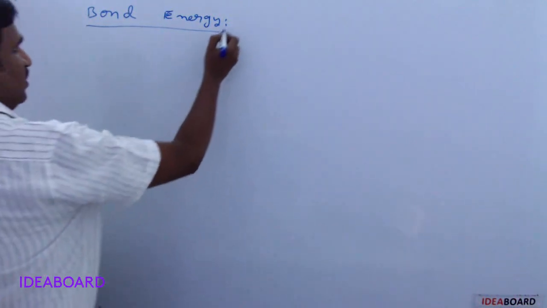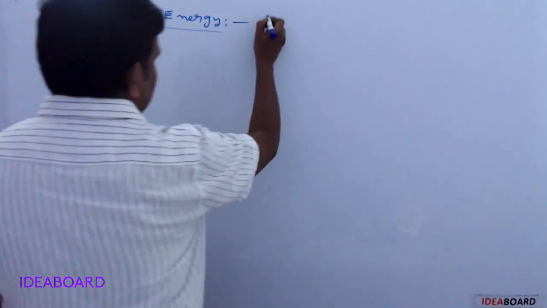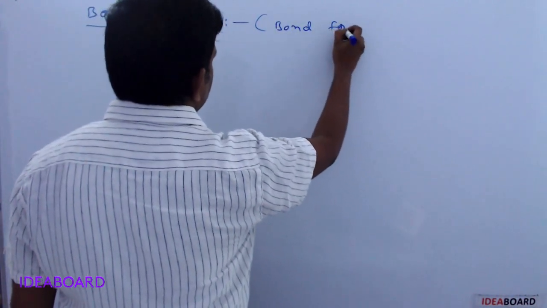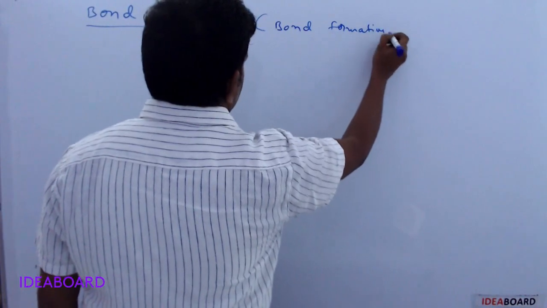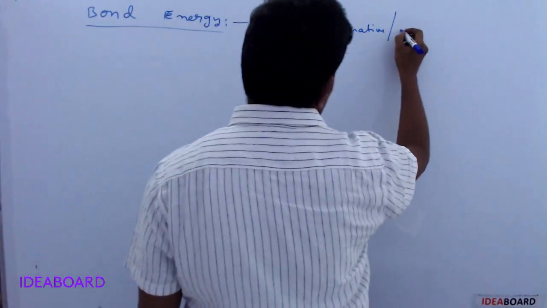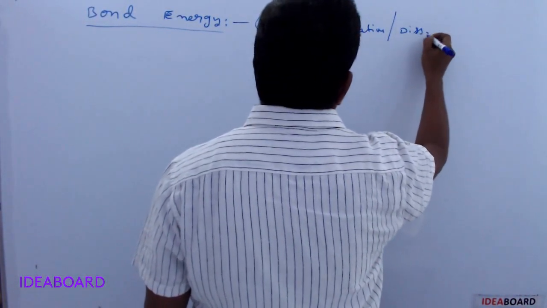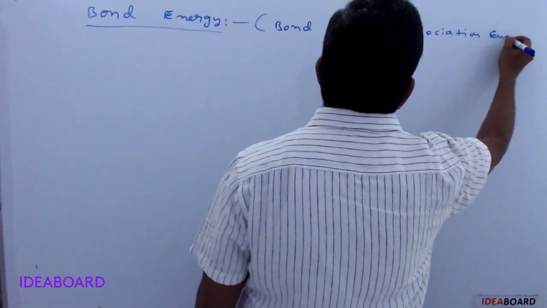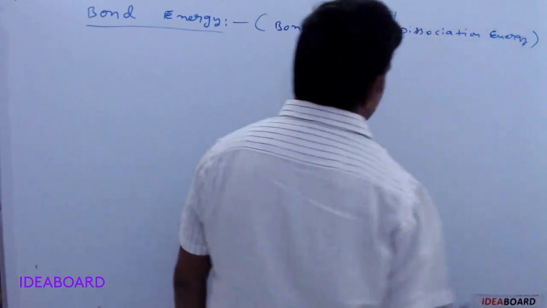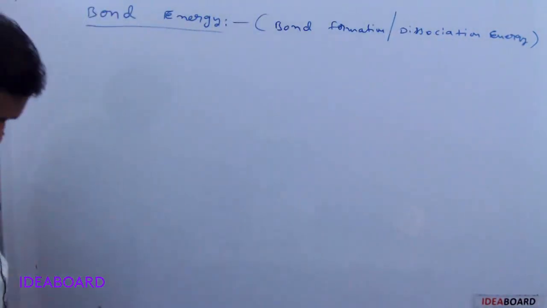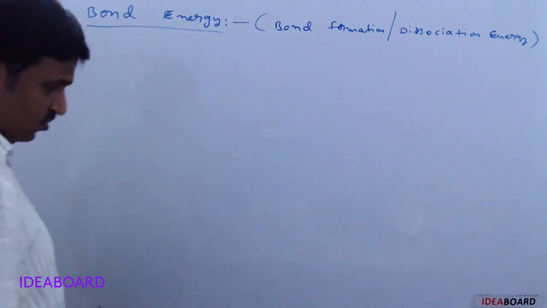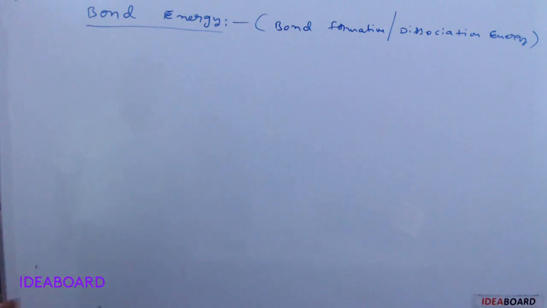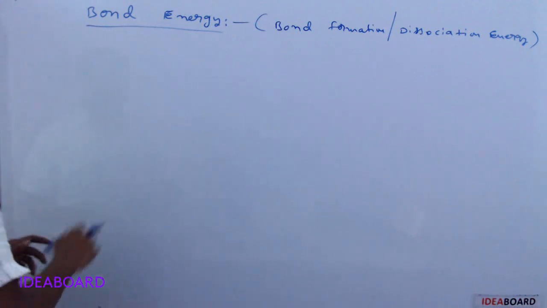Next one is bond energy. Sometimes in some books it may be given as bond formation energy or bond dissociation energy. Both are almost the same or nearly the same. For homodiatomic molecules, it is the same. For heterodiatomic or heteroatomic molecules, it is nearly the same.